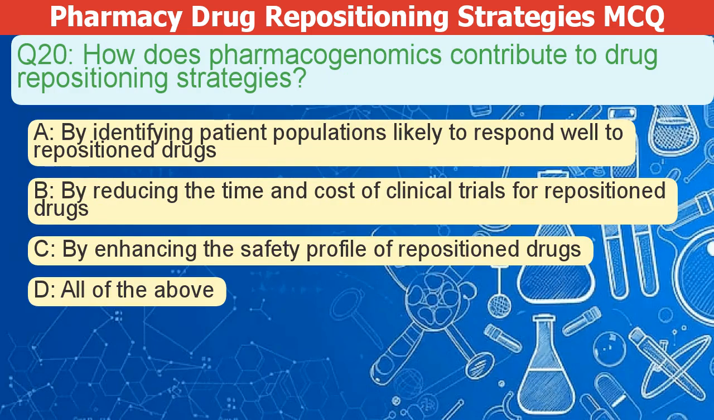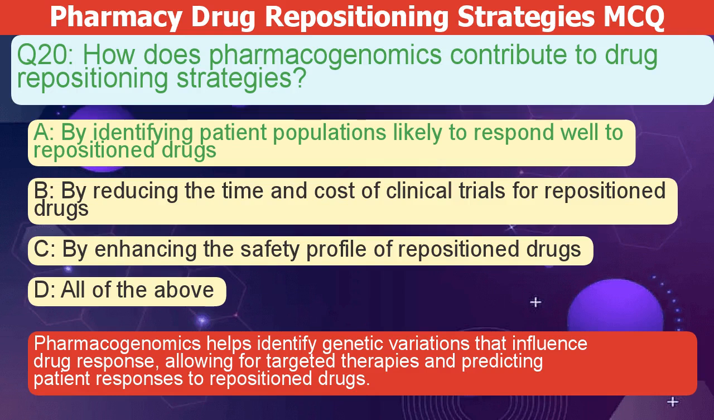How does pharmacogenomics contribute to drug repositioning strategies? A. By identifying patient populations likely to respond well to repositioned drugs. B. By reducing the time and cost of clinical trials for repositioned drugs. C. By enhancing the safety profile of repositioned drugs. D. All of the above. The correct answer is A.